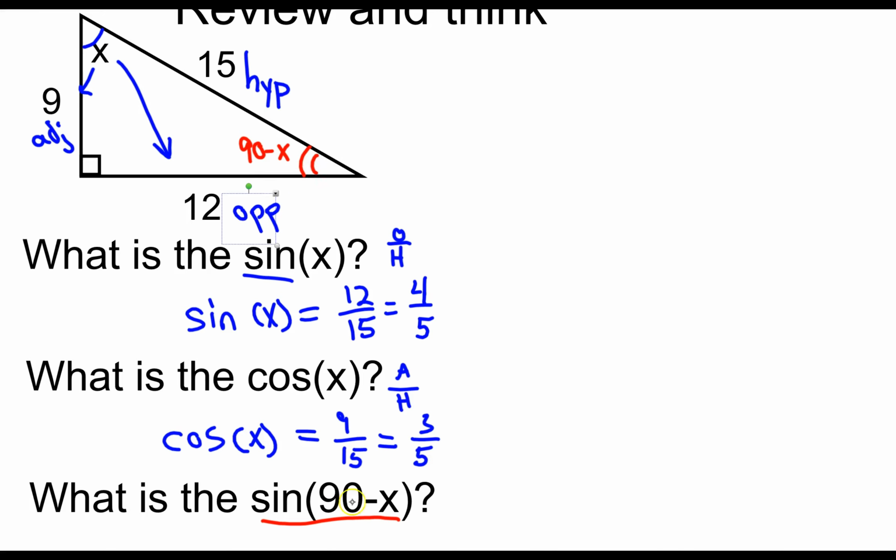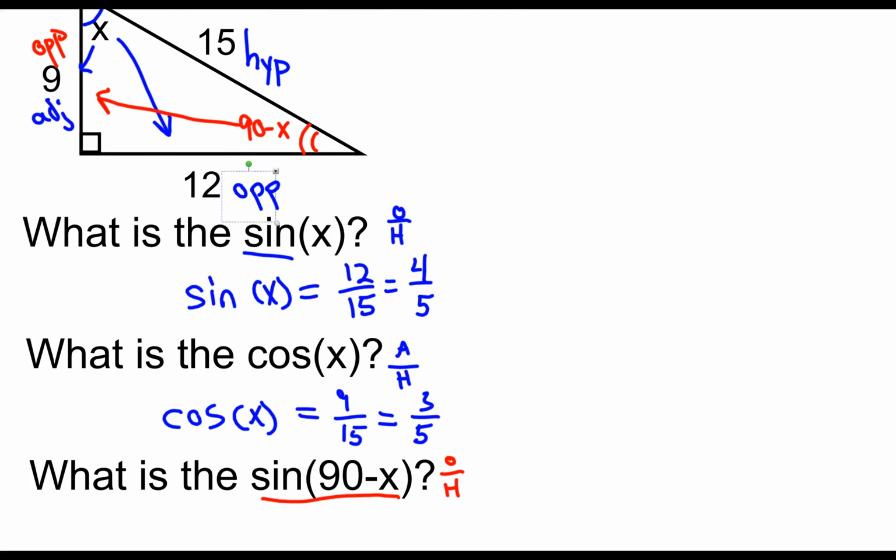So if I want to find the sine of this angle, all that 90 minus x means is this other angle in the triangle. So all I got to do is figure out, well, what is the opposite over the hypotenuse for that angle? The opposite to that angle is going to be your 9, and the hypotenuse is going to be 15. So the sine of 90 minus x is simply just going to be 9 over 15, or reduced to 3/5.